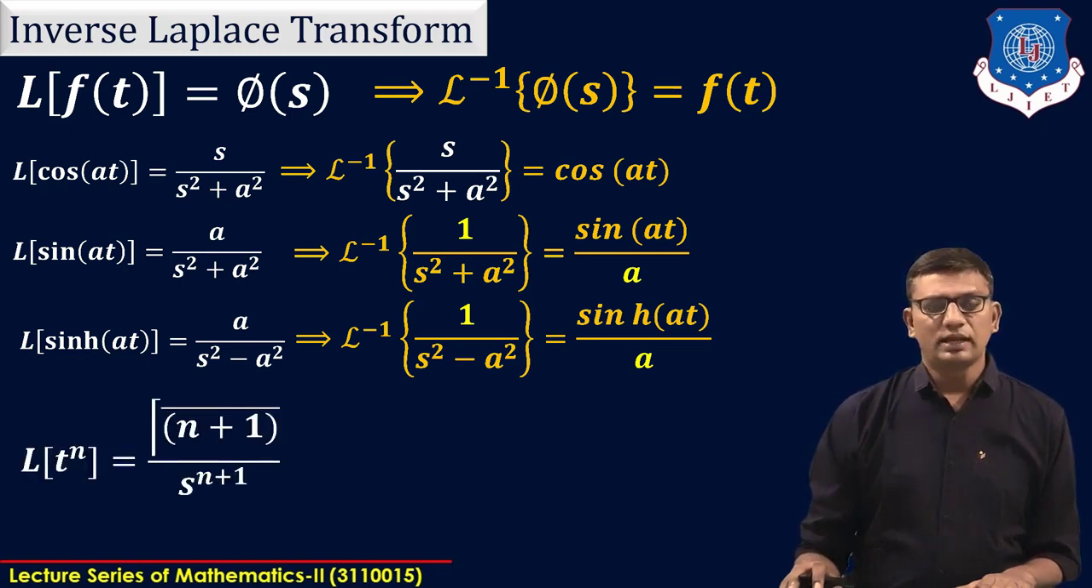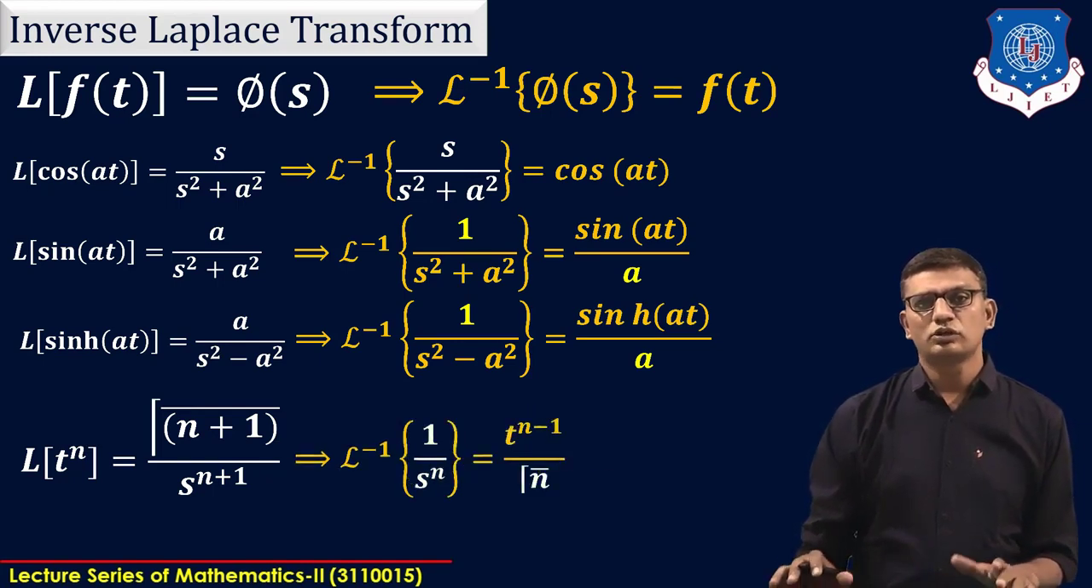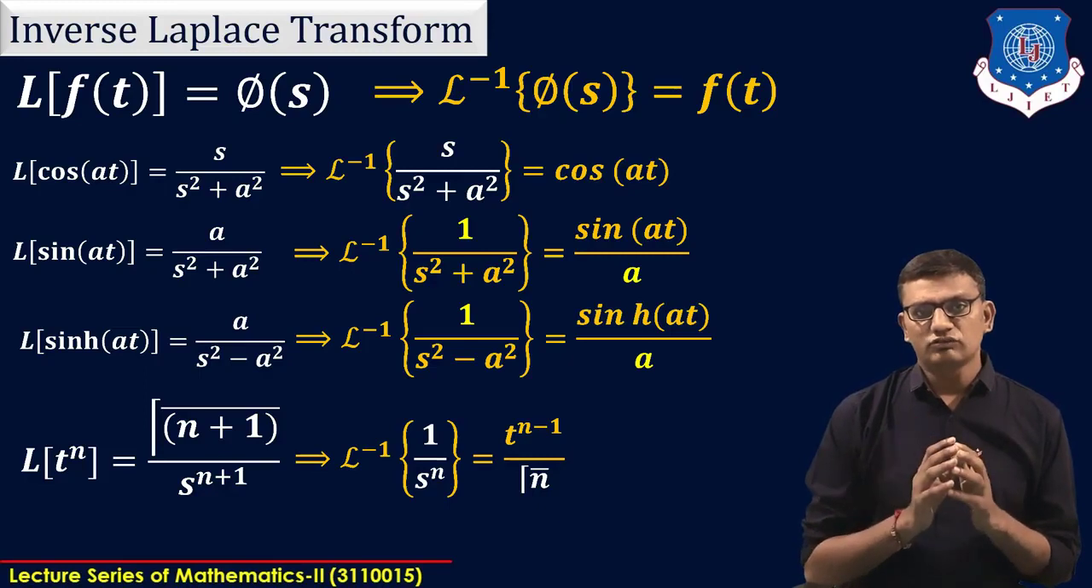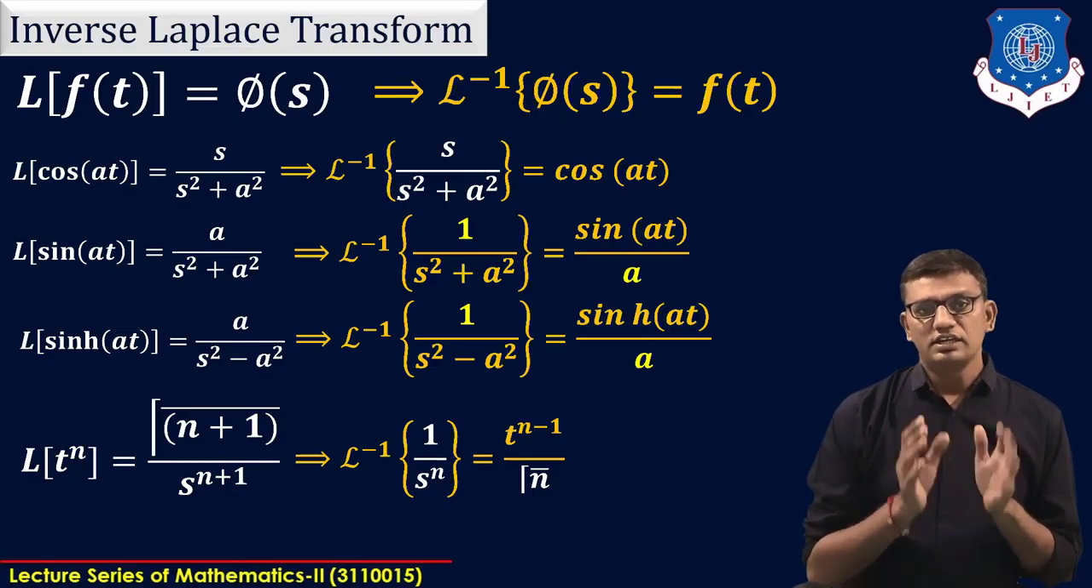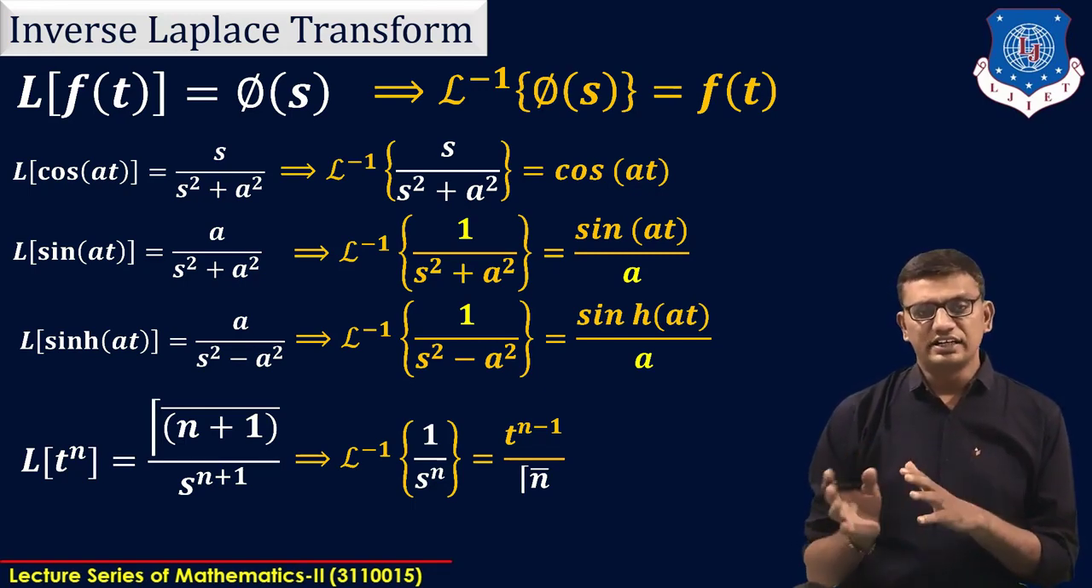Now we know the Laplace of t raised to n is gamma of n plus 1 upon s raised to n plus 1. In this case, we have L inverse of gamma of n plus 1 by s raised to n plus 1 equal to t raised to n. And this formula is also applicable as L inverse of 1 upon s raised to n, which is equal to t raised to n minus 1 upon gamma of n. Here we divide by gamma on the right hand side.